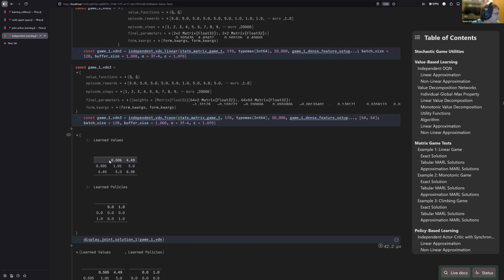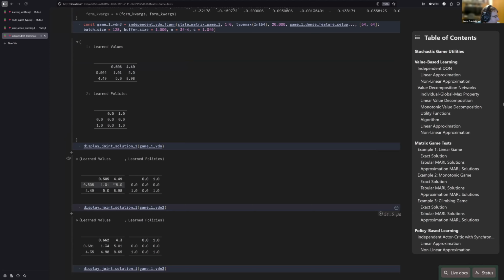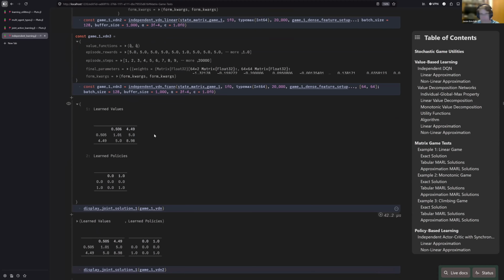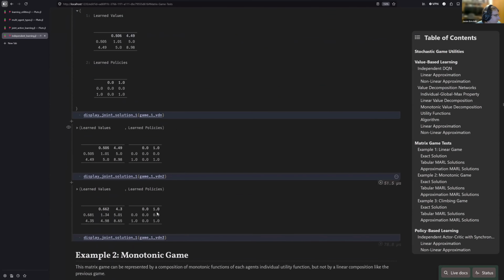And that is one way of accomplishing this, right? Because if you add up 0.5, you get 1. If you add 0.5 to 4.5, you get 5. And then if you add up 4.5, you get 9. So this is like a proper decomposition of the joint action value function. We can see this worked for all of the different feature vector representations and for the nonlinear function as well.